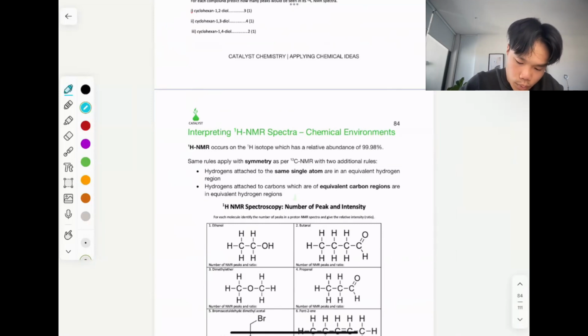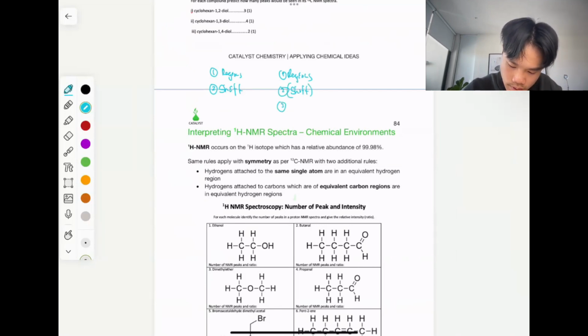So for CNMR, we talked through how you need to talk about the regions and you need to talk about the shift. That's it, really. But for HNMR, you have to do regions, and typically you don't talk too much about shift, but if you wanted to, you could. 2, shift, if they give you the data, so I'll put that in brackets. 3, you talk about splitting. And 4, you talk about integration. So this is for carbon-13, this is for proton. It's a bit of a longer list.